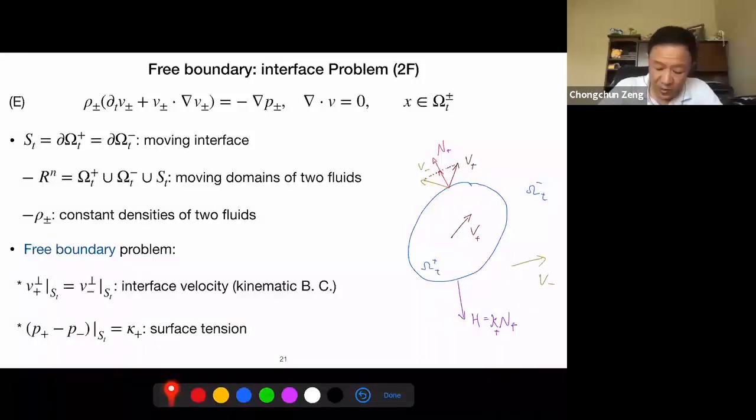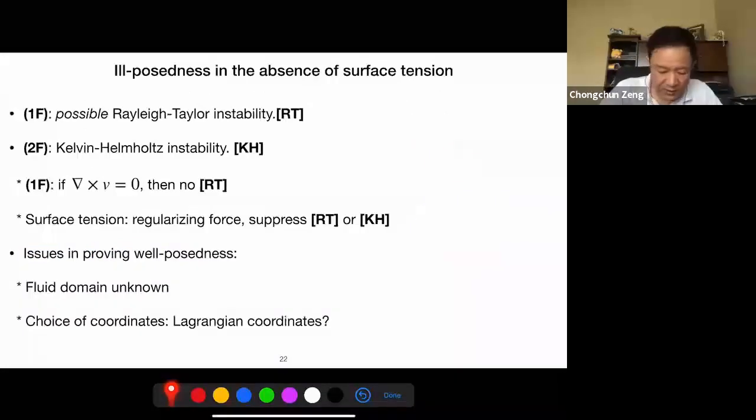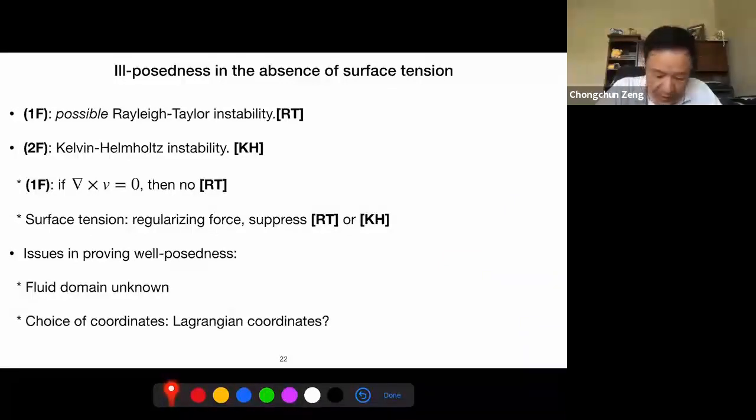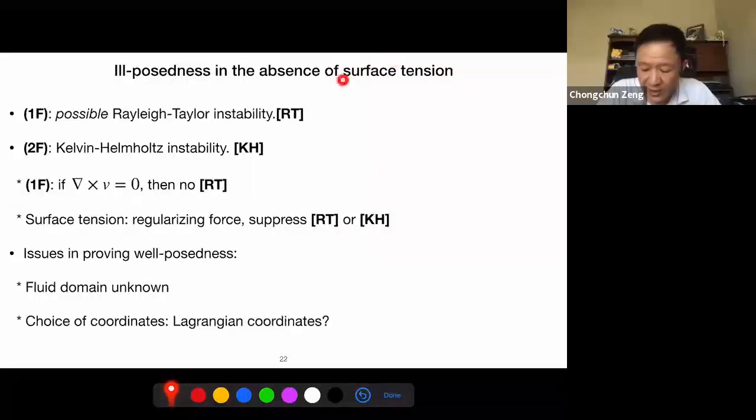So the two problems eventually would be put in a very similar framework in the Lagrangian formulation, and they can be analyzed in pretty much the same way, with the same recipe in the Lagrangian formulation, even though the outcome may be different concerning the Rayleigh-Taylor and the Helmholtz instability. So this is related to the instability I was talking about. When we don't consider surface tension, the problem can be ill-posed. This is due to the Rayleigh-Taylor instability and the Helmholtz instability explained on Wednesday by Didier.